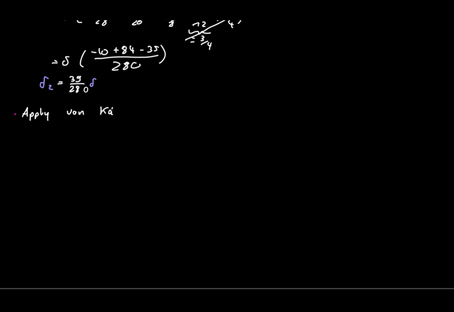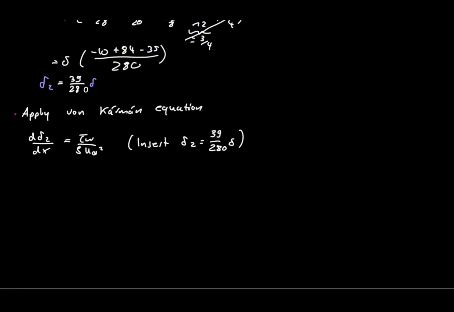Now we apply the von Kármán integral equation: d delta 2 dx equals tau sub w over rho u infinity squared. We insert delta 2 equals 39 over 280 times delta. This gives 39 over 280 times d delta dx equals tau wall divided by rho u infinity squared.